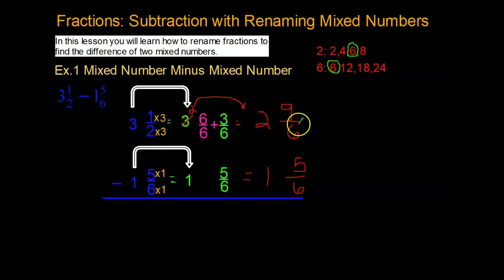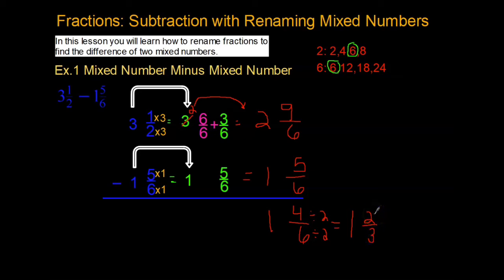Now we subtract. 9/6 minus 5/6 is going to be 4/6. 2 minus 1 is going to be 1. This is even over even, 4/6. An even numerator over an even denominator, we know that is not in simplest form. So we need to divide, in this case, by 2. And when we put this in simplest form, we're going to get 1 and 2/3.